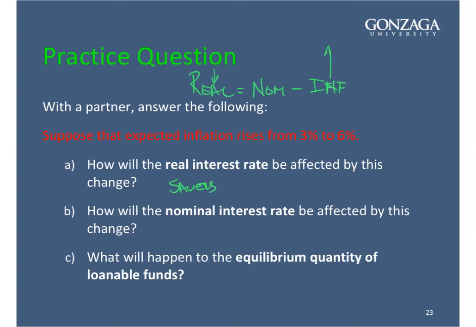Savers lose, borrowers gain. How will the nominal rate likely be affected? Well, in the short run, it wouldn't, but it will go up with inflation as investors, savers, and borrowers change their expectation. What will happen to the equilibrium quantity of loanable funds? Well, initially, it would decline because people aren't going to be saving. But once people adjust, it should remain relatively unchanged or ambiguous.